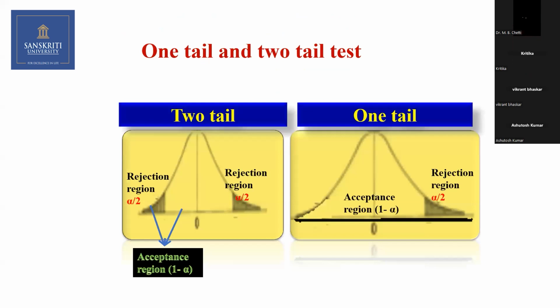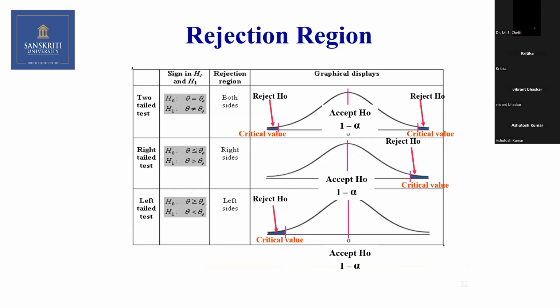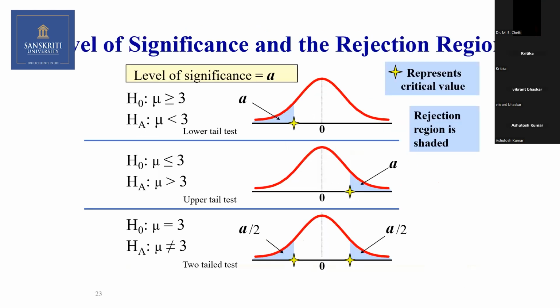This is what we mean by two tail and one tail. One tail means we have the critical region at only one end, whereas in two tail, we have it at both ends. Suppose 5% is the level of significance, then 2.5% on the left-hand side and 2.5% on the right-hand side will be the rejection region. I had the graph, so I thought it would be clear to you. Right tail means it is on the right-hand side, left tail means it is on the left-hand side.